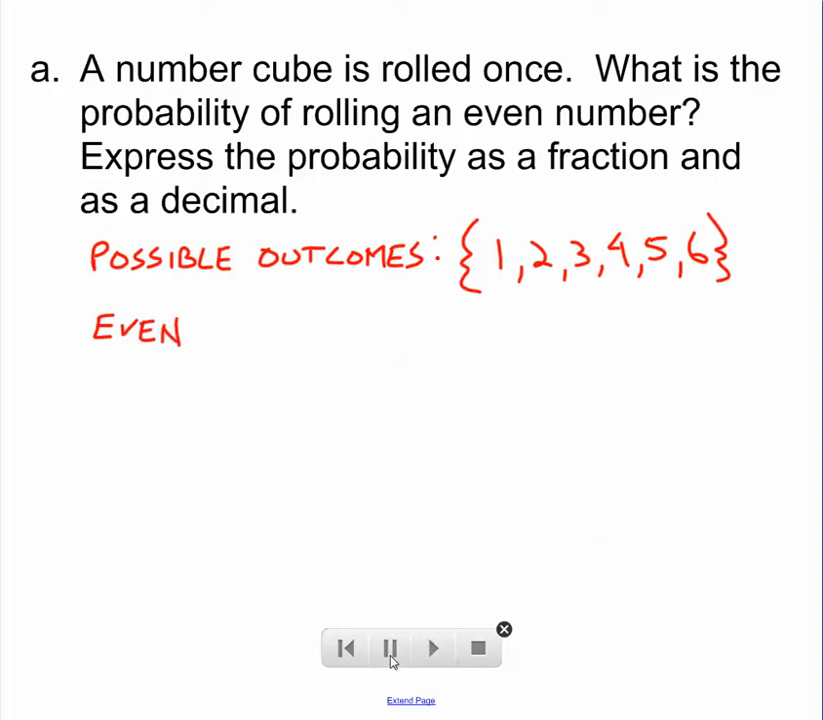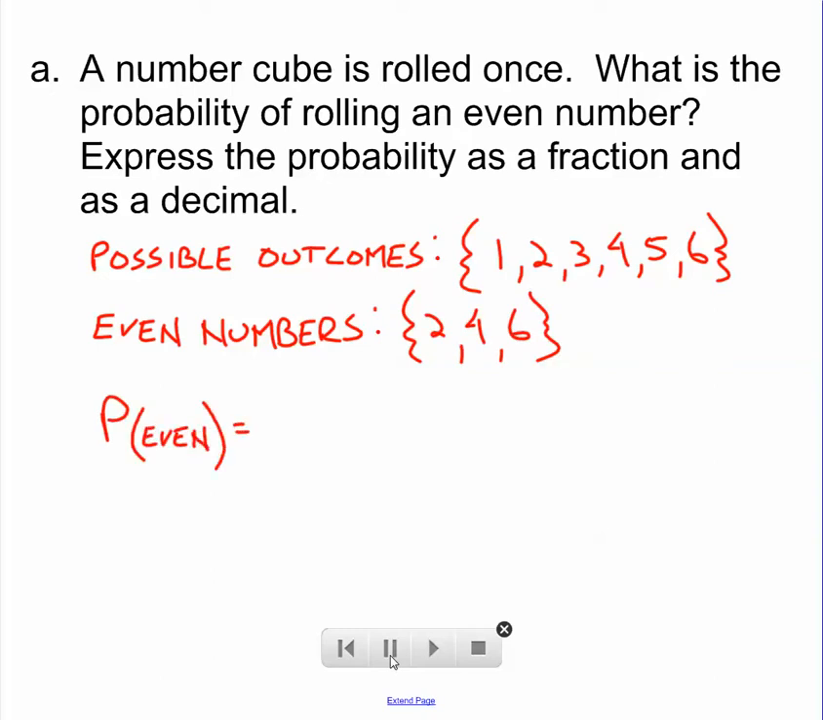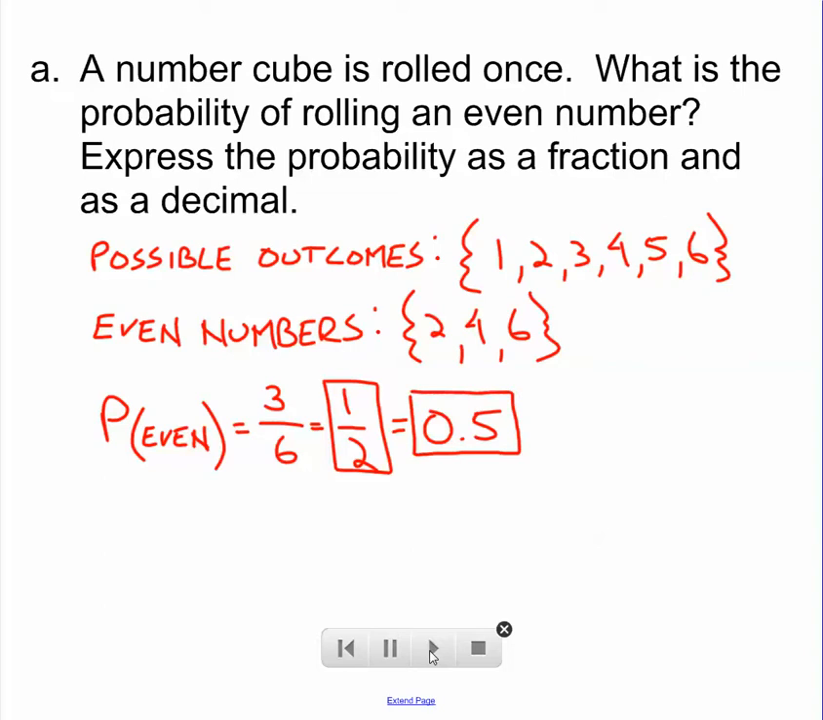Okay, and then we talk about the positive events. In this case, since we're talking about the probability of getting an even number, which of those possible outcomes are even numbers? 2, 4, and 6. So the probability of rolling an even number when you roll a number cube or a die is 3 out of 6. 3 even numbers, 1, 2, 3, out of 6 possible outcomes, 1, 2, 3, 4, 5, 6. And that could simplify to 1/2. So there's our fraction, or as a decimal, 0.5. Or you might say 50% chance.